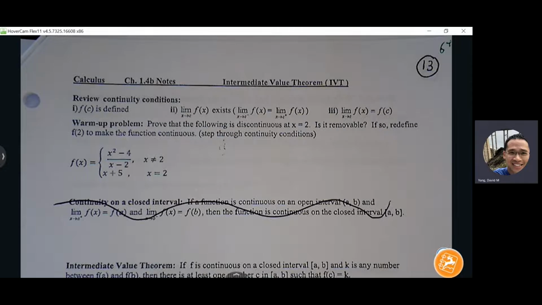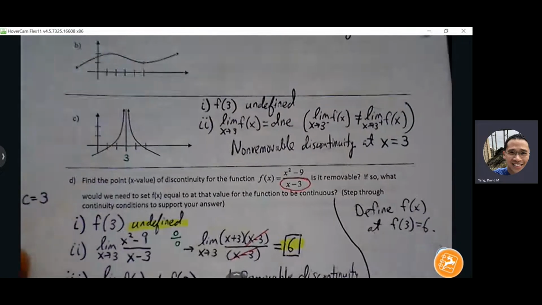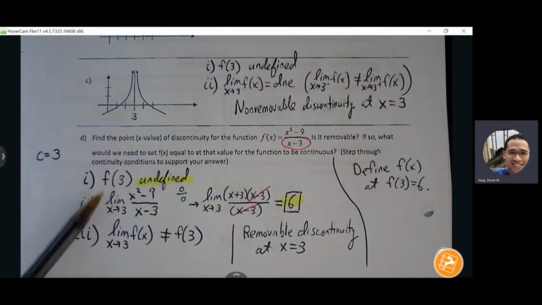Let me recap what we did on page 12. At the bottom of page 12, we talked about how we can go through and decide whether a function is discontinuous and what type of discontinuity, even without looking at the graph. We're able to just go through the continuity conditions step by step, and whichever condition fails, we know what type of discontinuity we're dealing with.